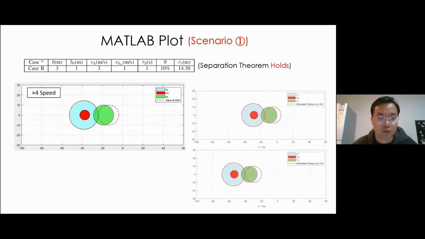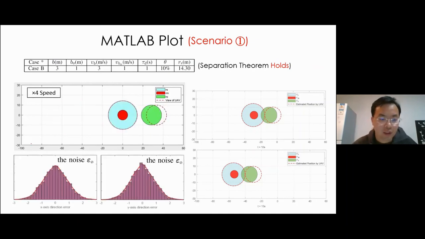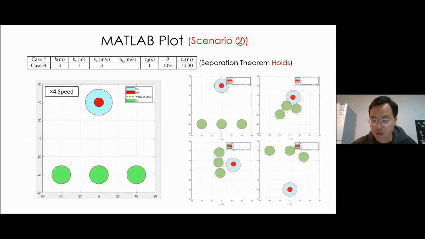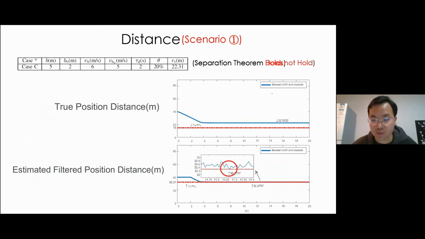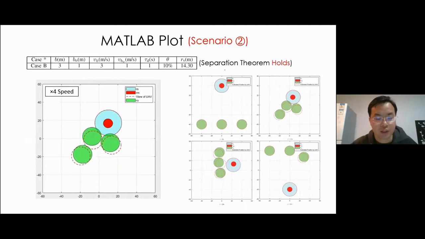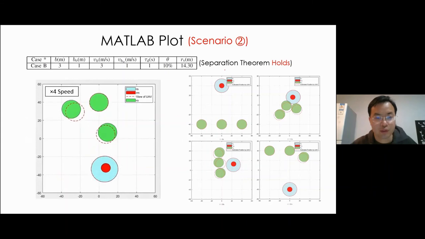As shown, because we only use the estimate error as feedback, the dashed cycle does not get together. This is about the assumption on the communication model. If the separation theory does not hold, we also give an example that the estimated field position distance is less than the safety distance. This implies that the separation theory is necessary. We also give other simulations to show our theory.